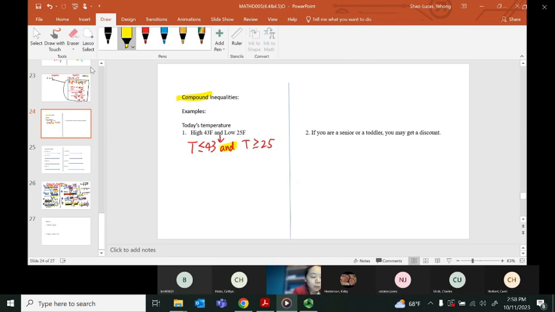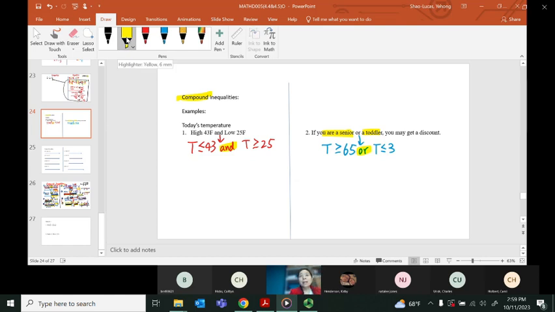Similarly, you may see a sentence like this. You go to maybe a museum or somewhere. If you are a senior or a toddler, you may get a discount. Senior usually means you are greater than or equal to, let's say, 65 years old. Toddler usually means you're younger than 3 and below. Notice that we also have two inequalities, and they're joined by the word or.